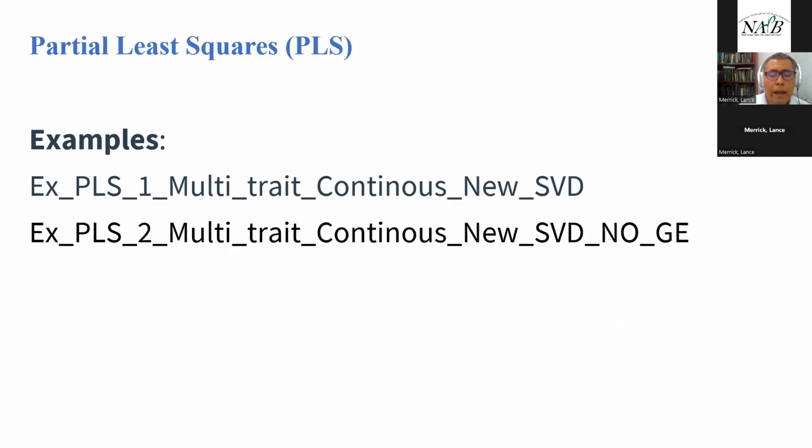And next, I will provide 2 examples for implementing PLS for multi-trait models. I will provide one example taking into account the environment plus the genotypes, and only one example for not taking into account the genotype by environment interaction. Let me go to the example. Let me share again.